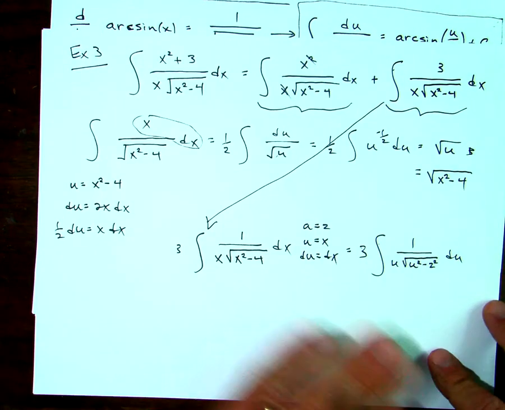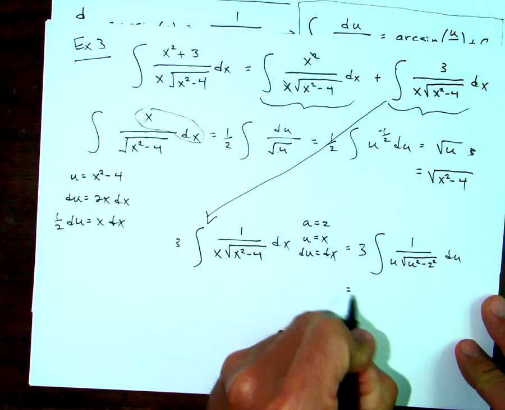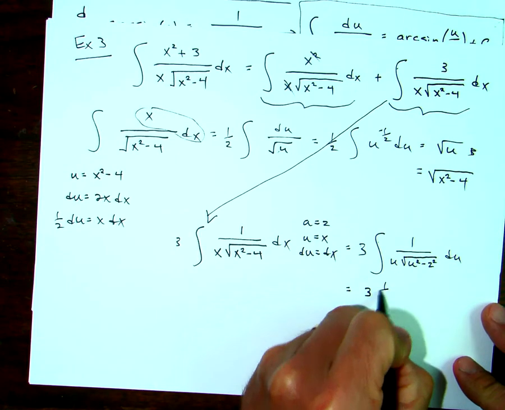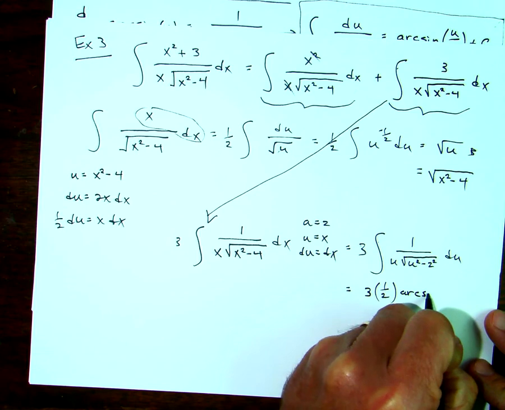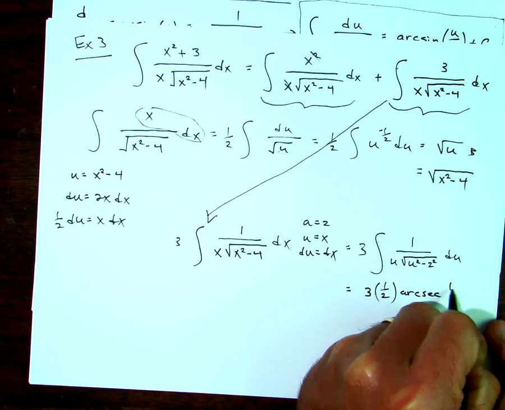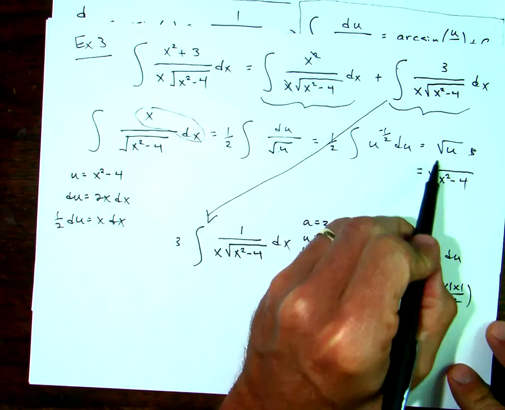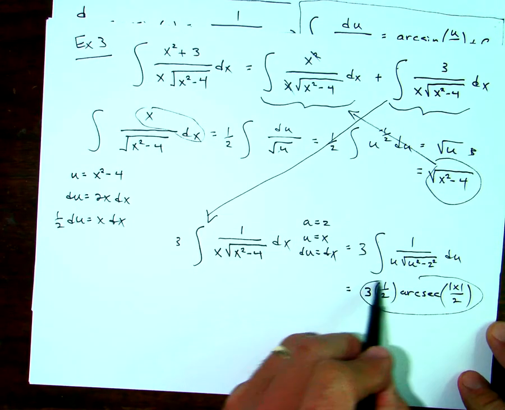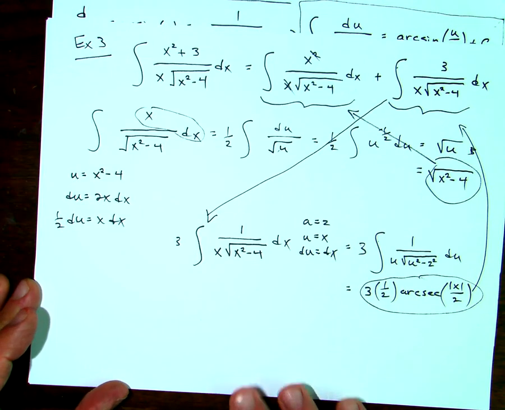Again, I'm not going to write the plus c right now because I'll add the plus c when I put this all together. So this is going to be 3 times, we said 1/2 arcsecant of the absolute value of x over 2. Alright, so that's the antiderivative of this piece, and this one is the antiderivative of the other piece. So let's put it all together now.